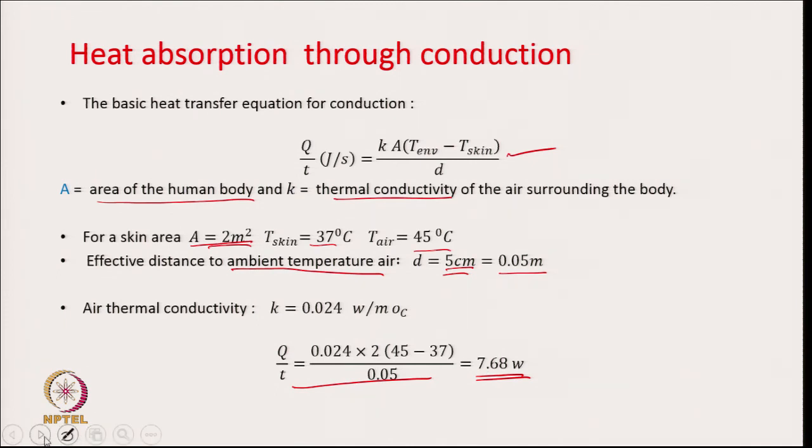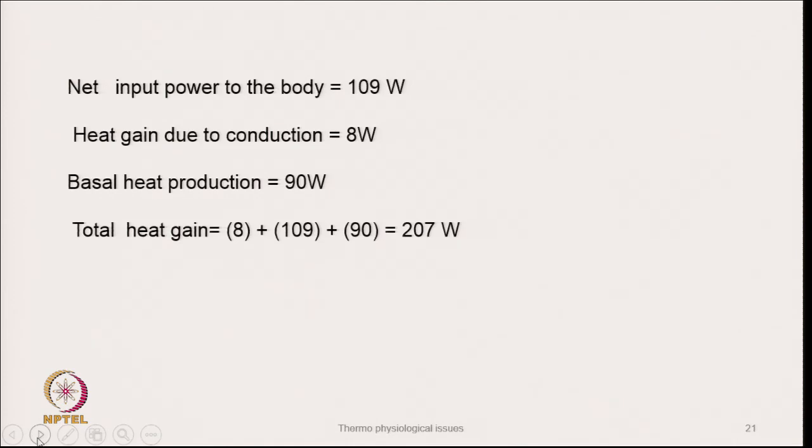So, how much we are receiving from radiation? That figure was 109, and we are receiving through conduction is only 7.68, or let us say 7.7, make it 8 also. So, that is only around 8. Now, therefore, the net input to the body is 109 watt through radiation, 8 watt through conduction. Basal heat production, because the body metabolism is 90 watt. So, total heat gain is going to be sum of these three, that is 207 watt. That is what is going to be the heat gain.